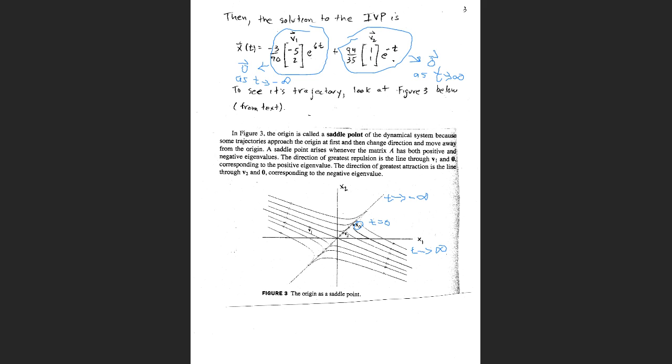And this is called a saddle point. The origin is a saddle point. A saddle point is when the particle approaches the origin and then repels away as time goes to infinity. An attractor is when the particle approaches the origin and goes into the origin, and a repeller is just when the particle never approaches the origin. So you'll have some experience in your homework with this.